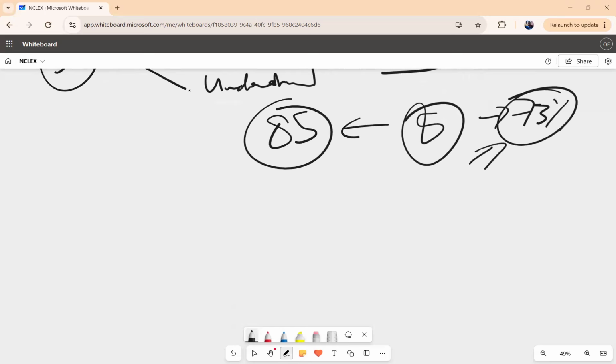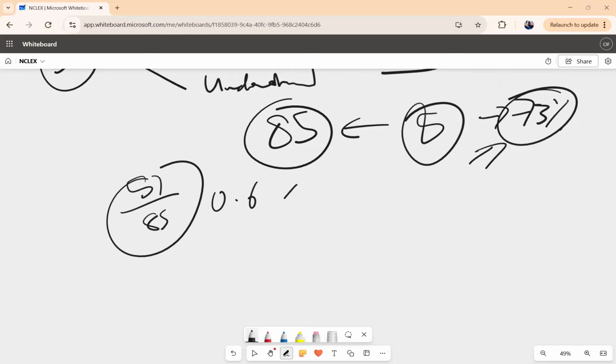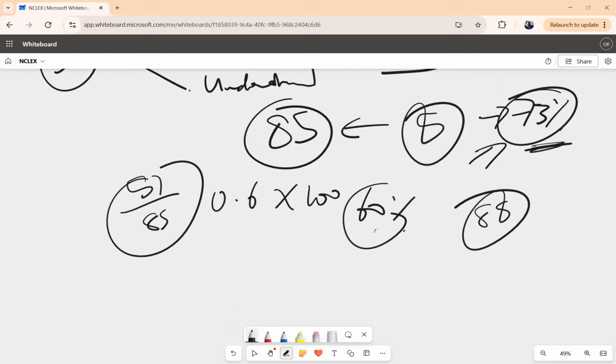So if you have 73% of the exam and you only need 51 over 85 to pass the exam, right? Let's do the math. 51 divided by 85 multiplied by 100. So 51 divided by 85 is 0.6, multiplied by 100, that is 60%. So if it takes 60% to pass the NCLEX exam, and we already cover 73%, how would you fail the NCLEX exam? You definitely will pass the NCLEX exam in 85 questions easily.